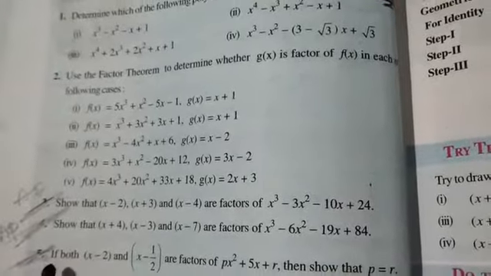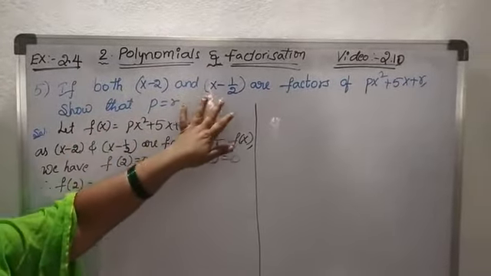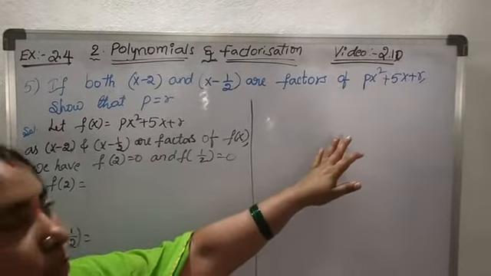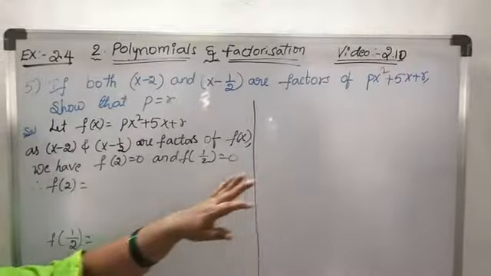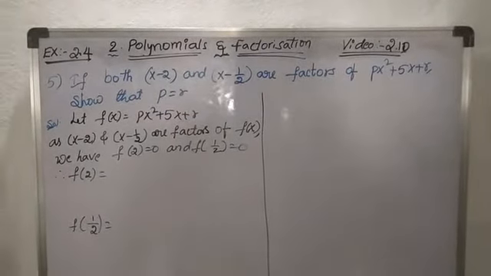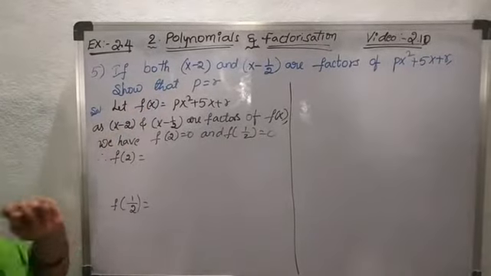Now I will explain the fifth bit. If both x minus 2 and x minus 1 by 2 are factors of 3x square plus 5x plus r, show that p is equal to r. By using these two we have to get p is equal to r.